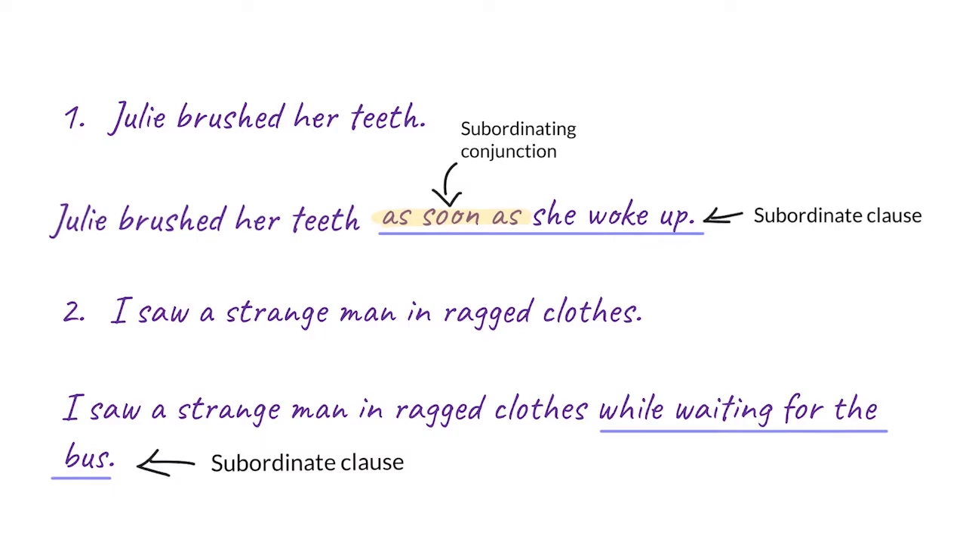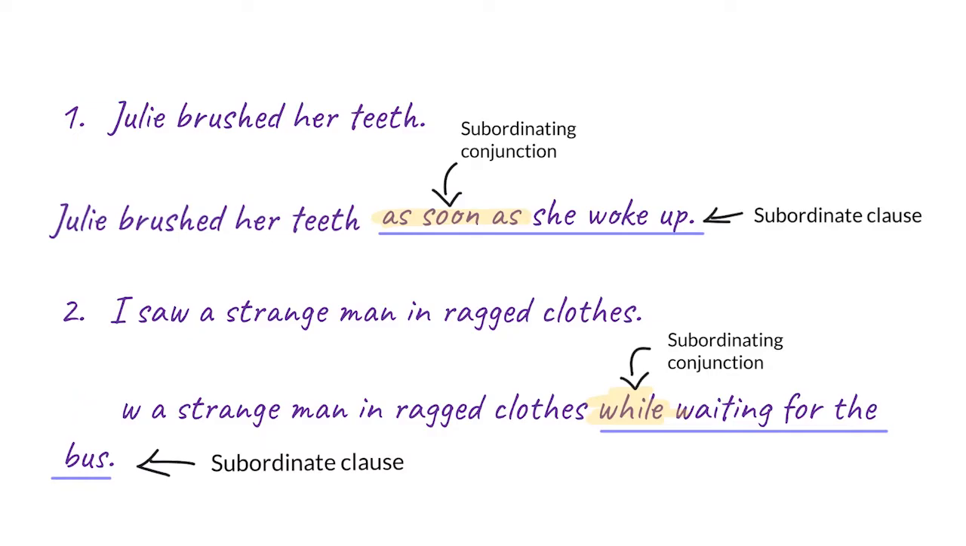And as I mentioned earlier, the easiest way to remember and locate the subordinate clause is that it always starts with a subordinating conjunction. So the subordinating conjunction this time is "while." Now, this time also, let's see how the subordinate clause cannot stand alone.